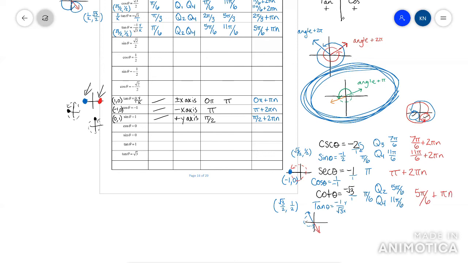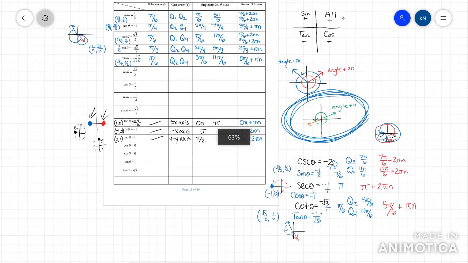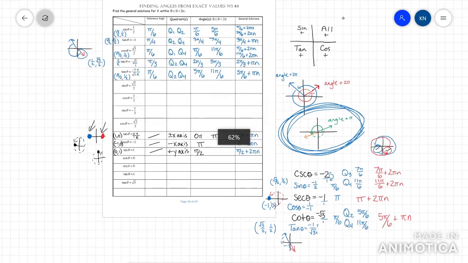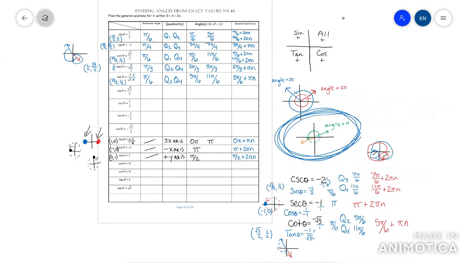So that's how you do angles when they're giving you the exact value. Hope this video helped.